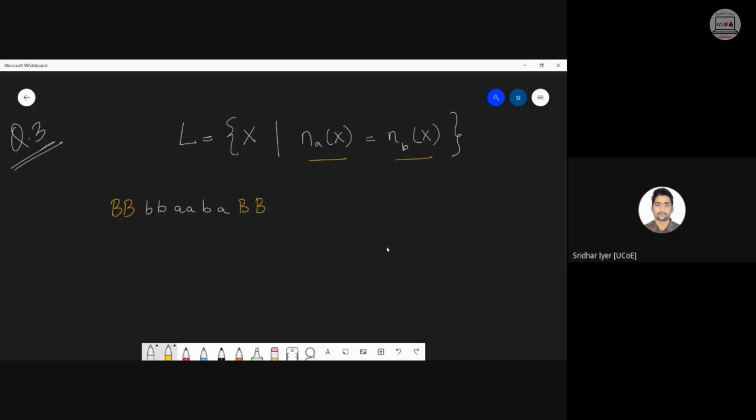Logic is somewhat like this. For each A, there should be one corresponding B present on the tape, right? So if I'm reading one A, I should find the corresponding B. If at all I have converted A into a different symbol and I'm not able to find the corresponding B on the tape, then I would immediately come to know that there is some mistake in the inputs. The A's and B's are not equal in number. Am I clear? So how should you proceed?